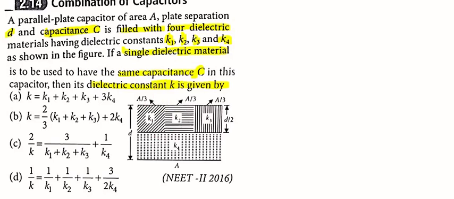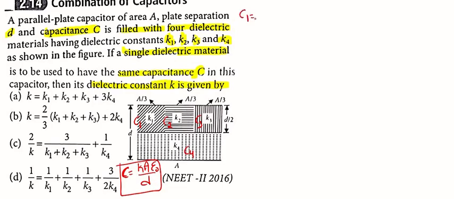To find the dielectric constant, look at the first one. That is the capacitance formula: capacitance C is equal to K A epsilon naught divided by D. This is the basic formula, so we start from here. This one is called C1, C2, C3, and this one is called C4.